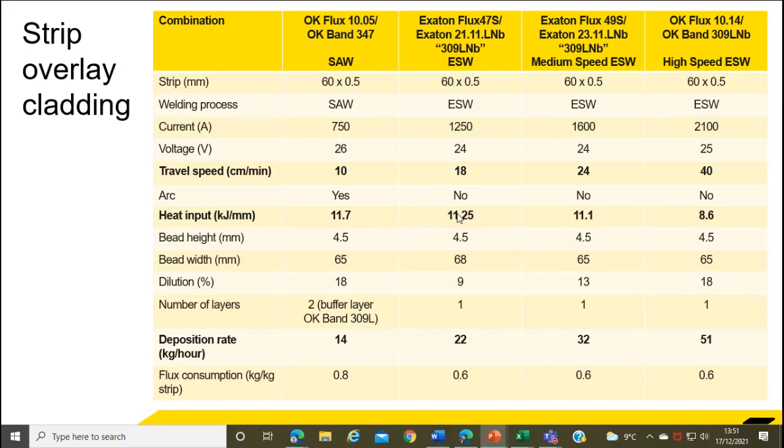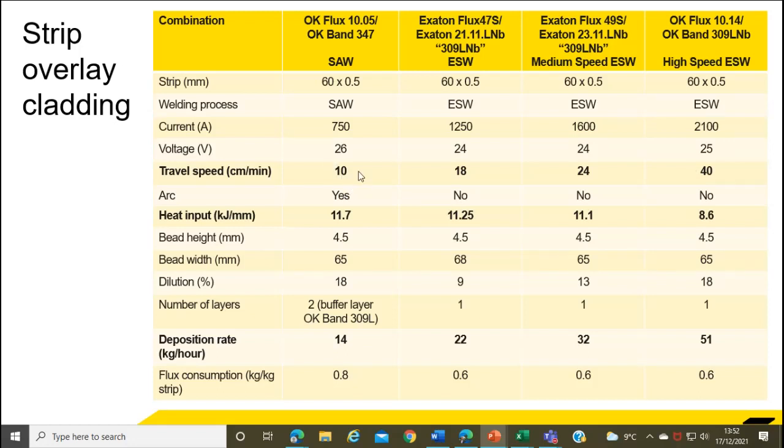So that's not too scary. But the deposition rate shot up from 14 to 22 kilos an hour. And you see the flux consumption has gone down as well. So if we skip this one and go over to the high speed, then the speed that we're talking about is 40 centimeters a minute. So it's 4 times the speed of this.